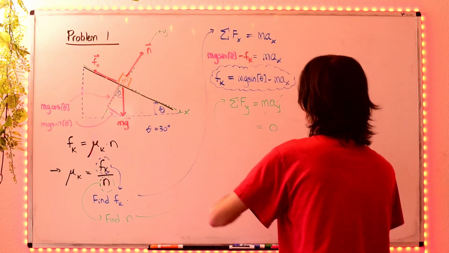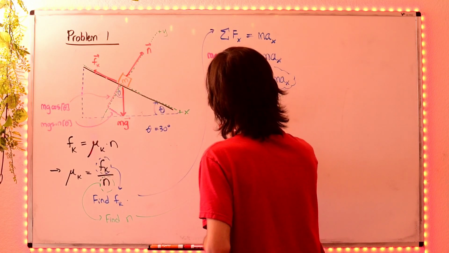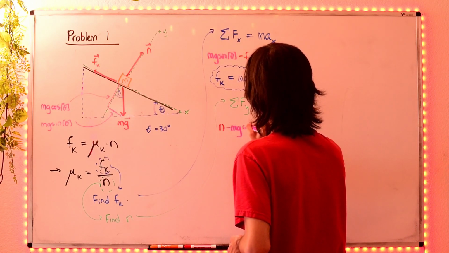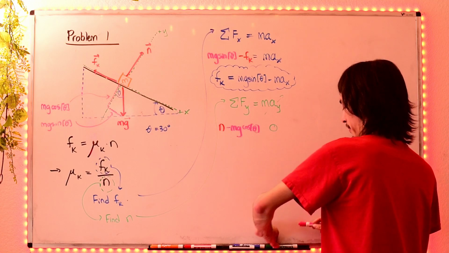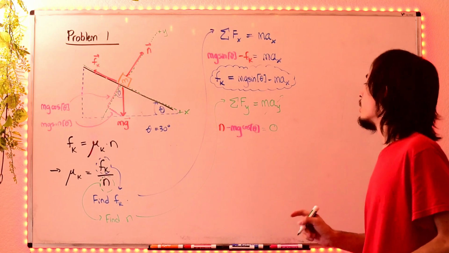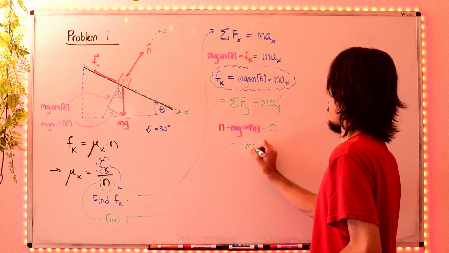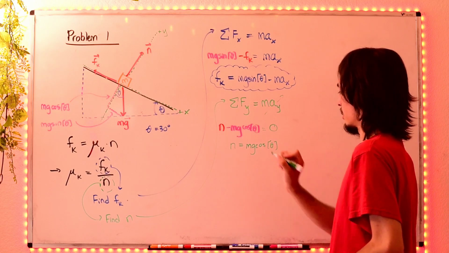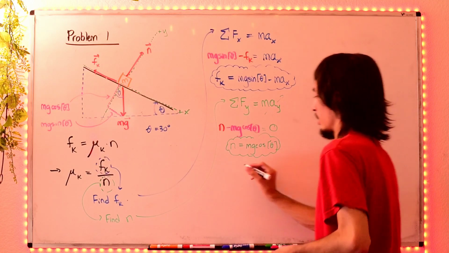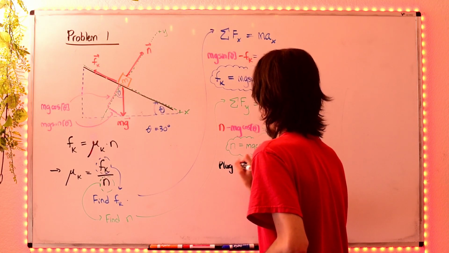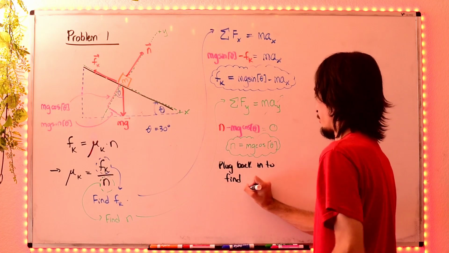So we're going to write N minus mg cosine theta equal to 0. We're going to solve for that normal force. So normal force is mg cosine theta. Okay, so now we take this, and we're going to plug it back in to find, we wanted the coefficient.